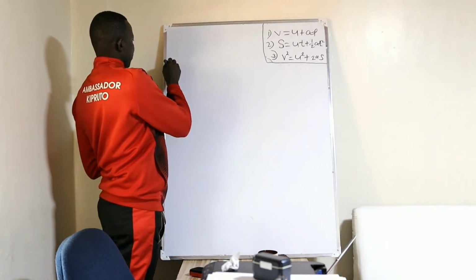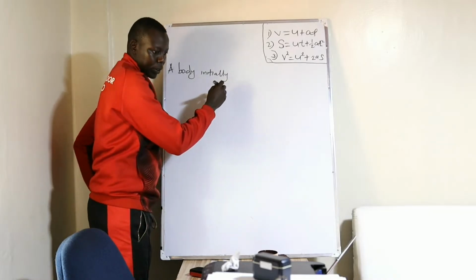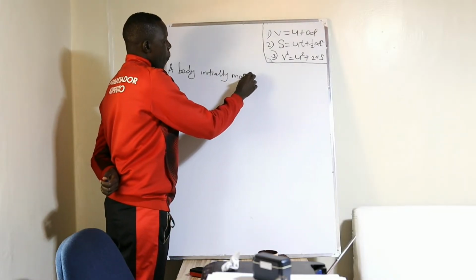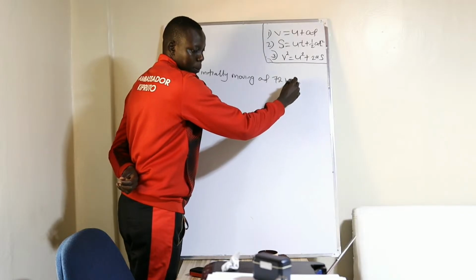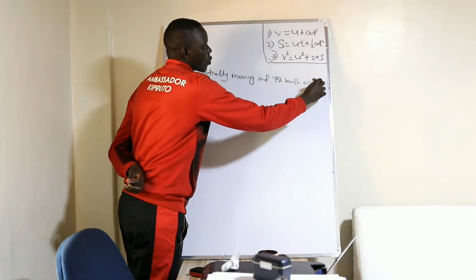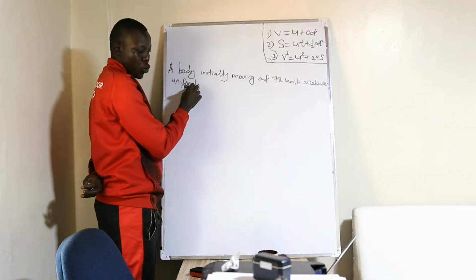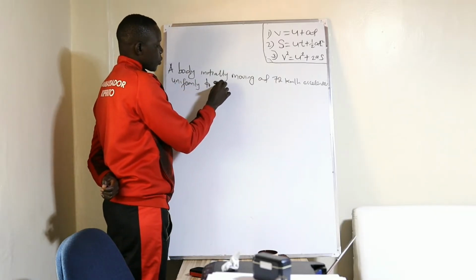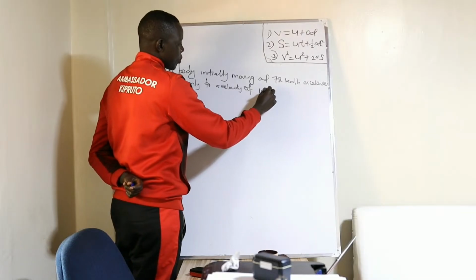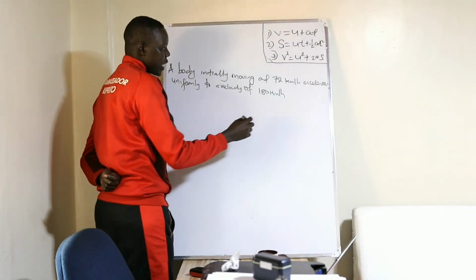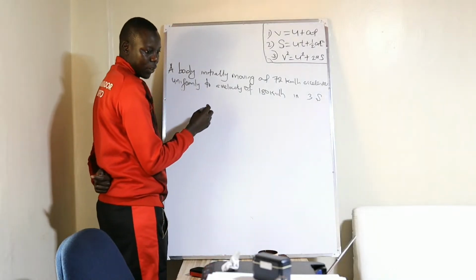A body initially moving at 72 kilometers per hour accelerates uniformly to a velocity of 180 kilometers per hour in 3 seconds. In 3 seconds, calculate its acceleration.